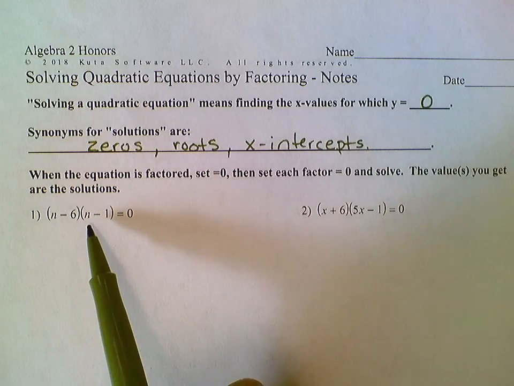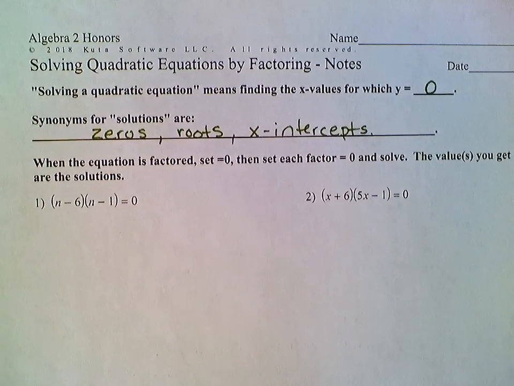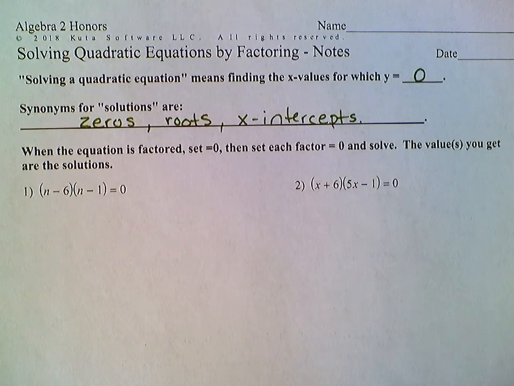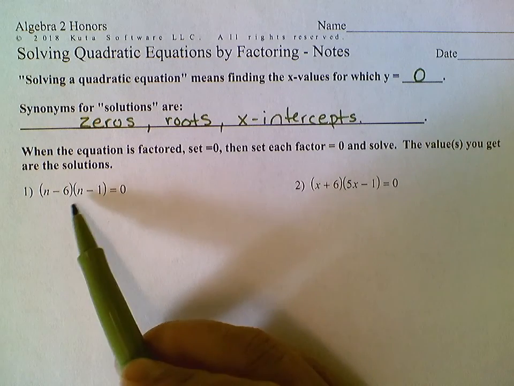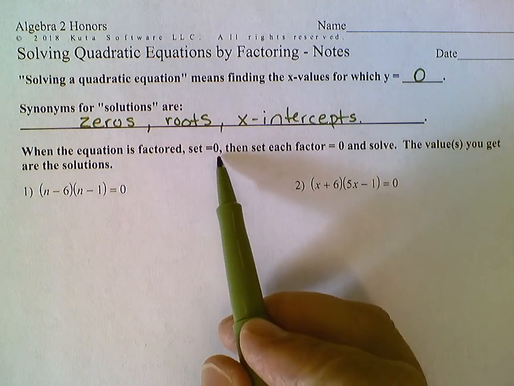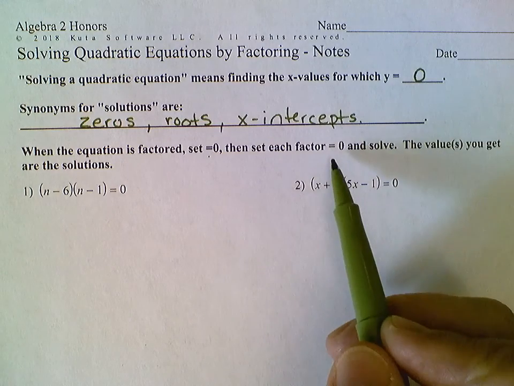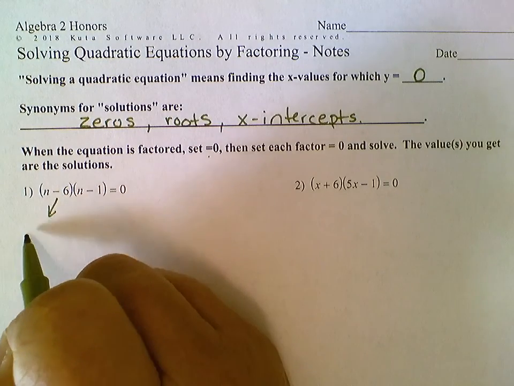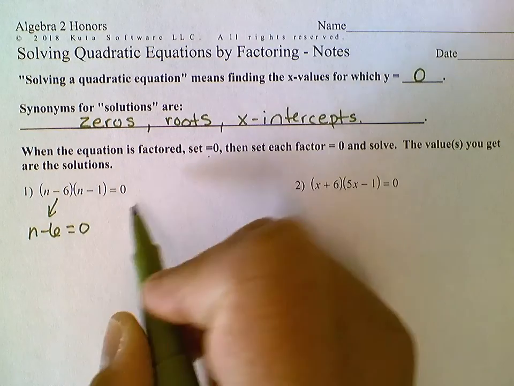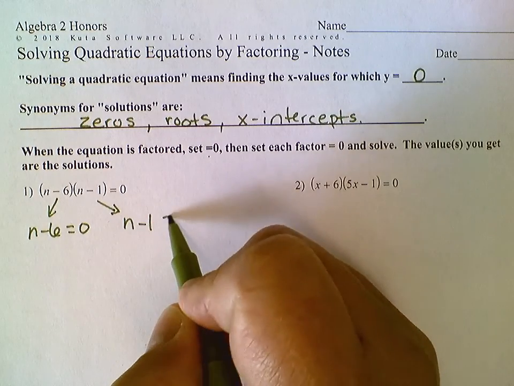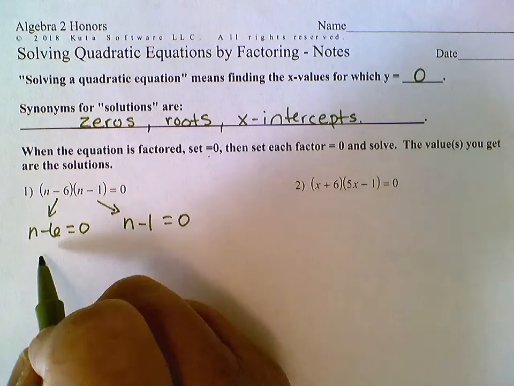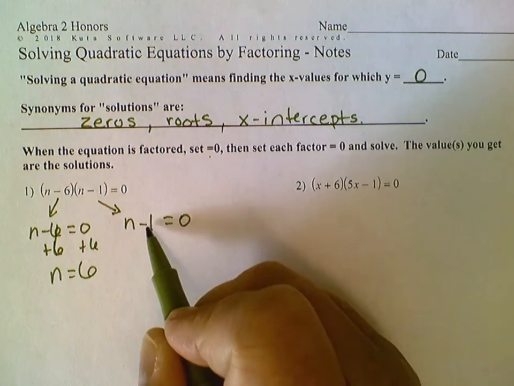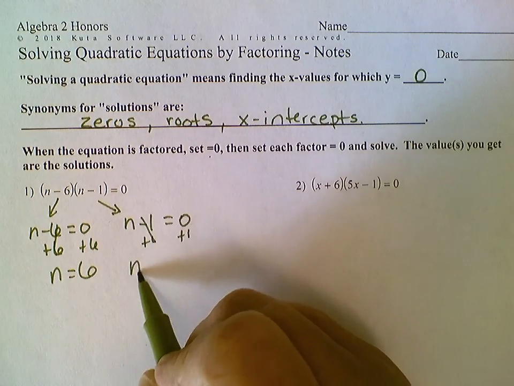So this is one that already looks factored. This is in factored form, which we already talked about when we were graphing in intercept or factored form. After we have factored a quadratic equation, we set each part equal to 0, and then we solve it. So here I take the n minus 6 and set it equal to 0. I take the n minus 1 and set it equal to 0. When I add the 6, I get n equals 6. And when I add the 1, I get n equals 1.